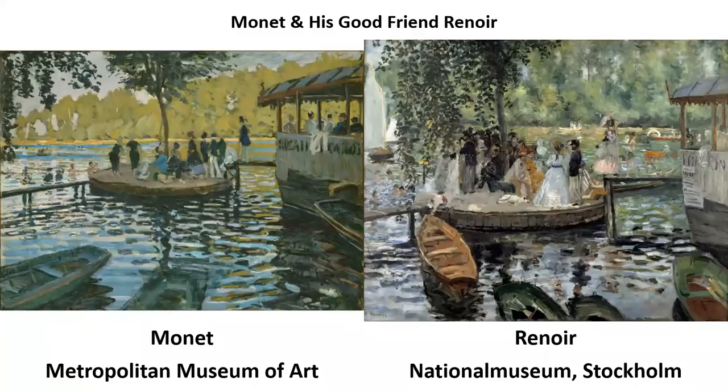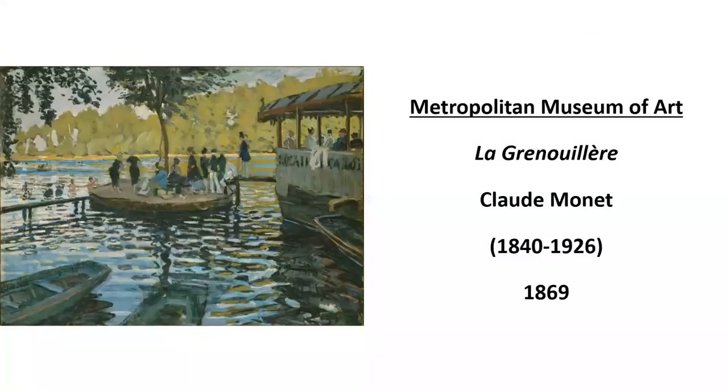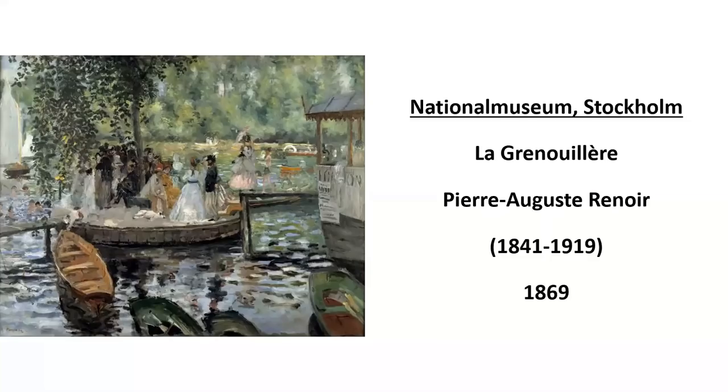And so you can also look at this one and say, which one do you like better, the one on the left or the one on the right? I won't answer that for myself. So this is at the Metropolitan Museum of Art, done in 1869. And again, there's water in the painting. And then here's Renoir's version.